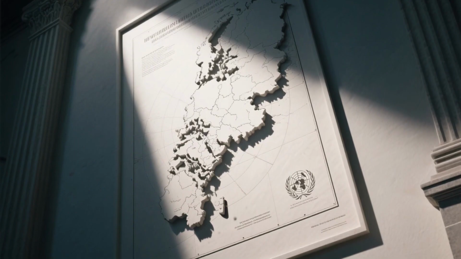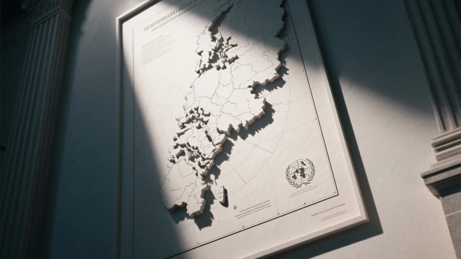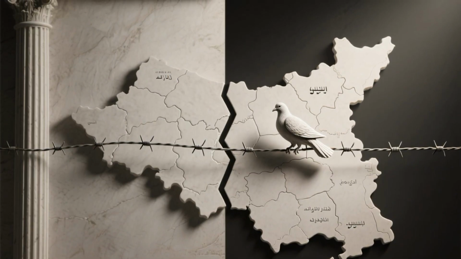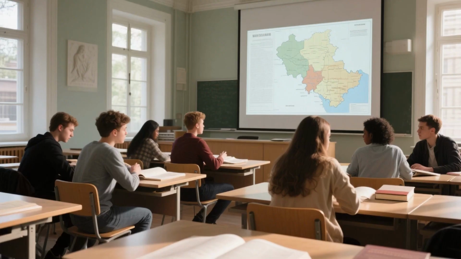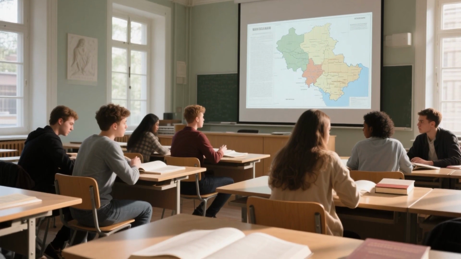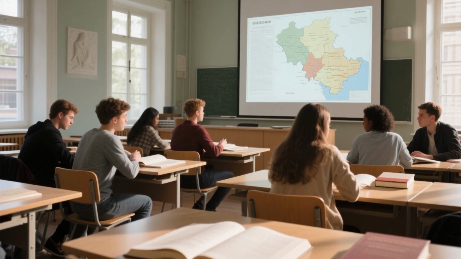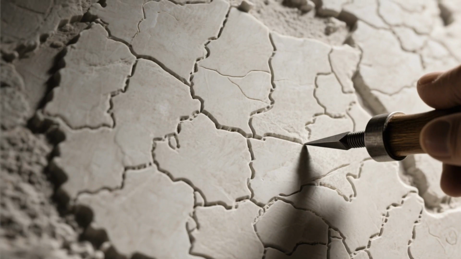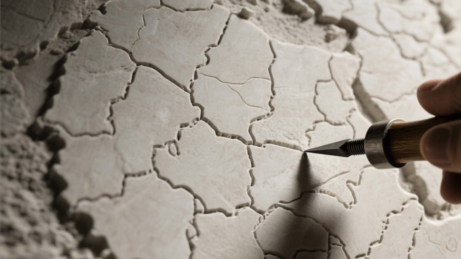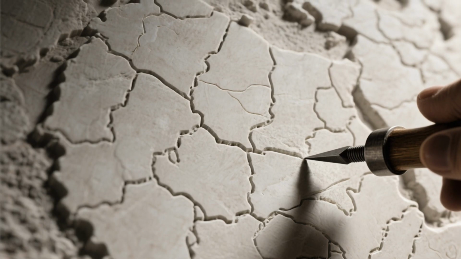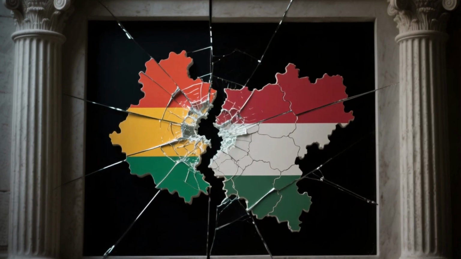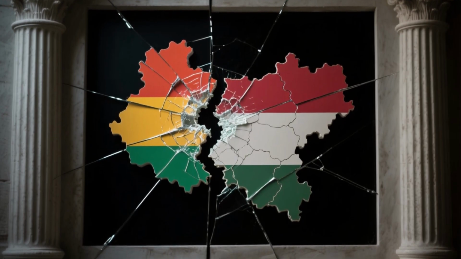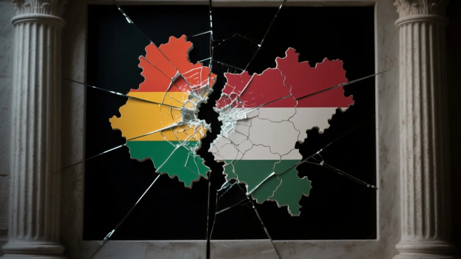And yet, the partition map endures as a symbol. It represents both the possibility of coexistence and the tragedy of division. It is studied in classrooms, reproduced in textbooks, and argued over in courtrooms and conferences. Its lines, though never realized, are etched into the collective memory of the conflict. For some, it is a reminder of a chance missed. For others, a warning that peace imposed from above cannot last.